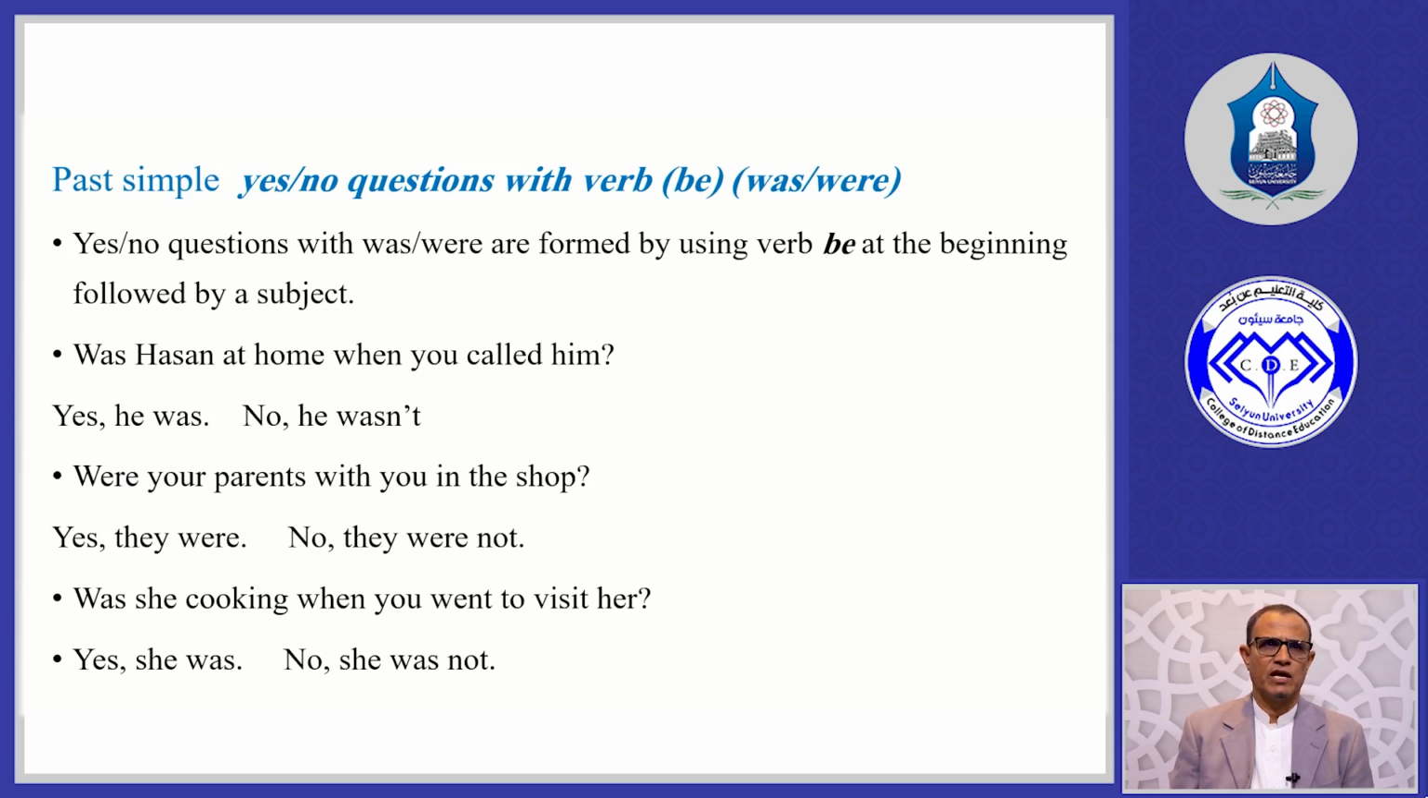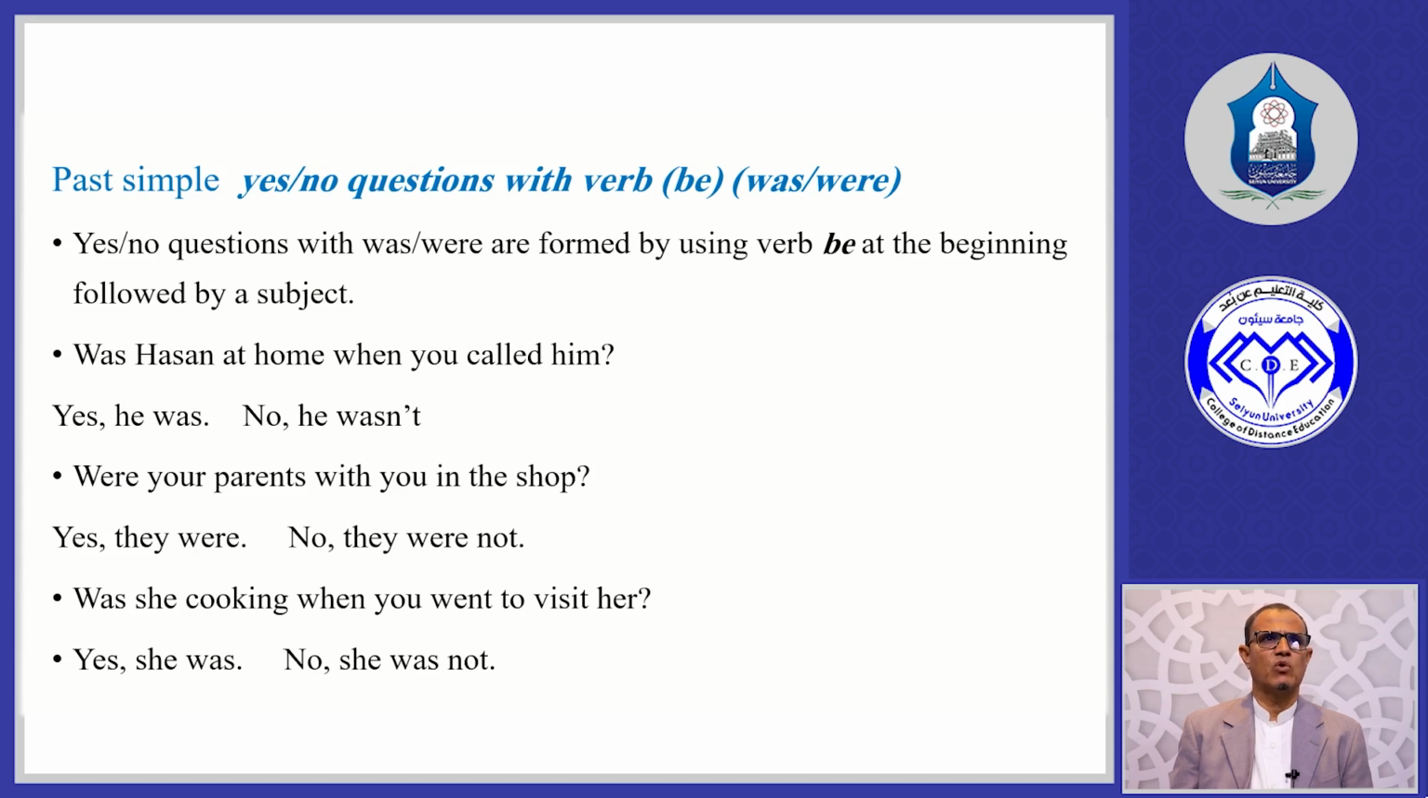For example, when I say he was a doctor, Hassan was a carpenter, Hassan was skillful in swimming. How do we make questions out of these sentences? We have to use the verb to be at the beginning of the sentence, so the sentence will be a question. For example, Hassan was at home. So, was Hassan at home? We only have to put the verb to be at the beginning of the sentence, so the sentence becomes an interrogative sentence.